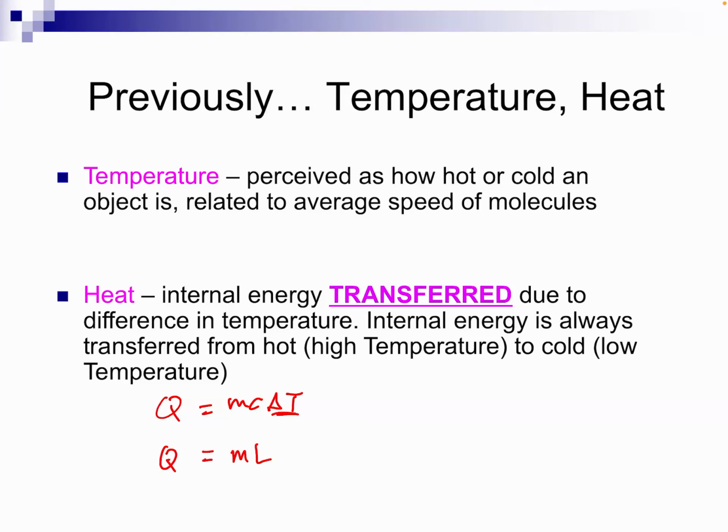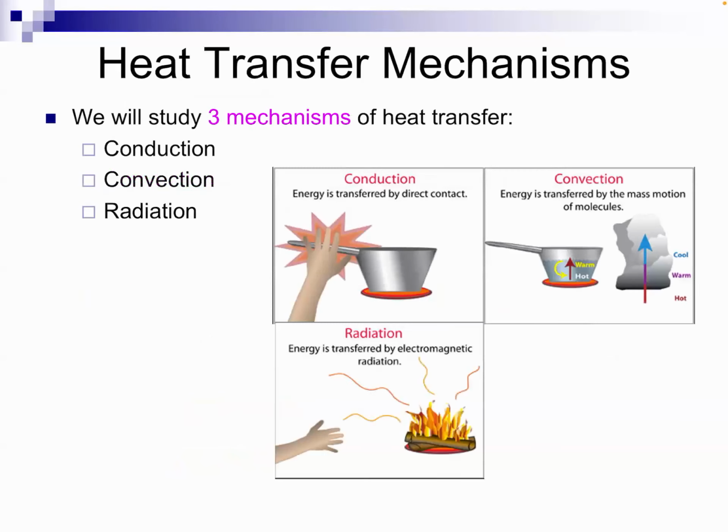So we've learned how to calculate the amount of heat, but we haven't yet discussed how heat or how energy is transferred in the first place. So in today's lecture, we will start the discussion on the different heat transfer mechanisms, how heat is transferred from hot to cold objects. In this course, we will consider three mechanisms of heat transfer. In today's lecture, we will learn about the first two, conduction and convection. And in tomorrow's lecture, we will learn the third mechanism, which is radiation.